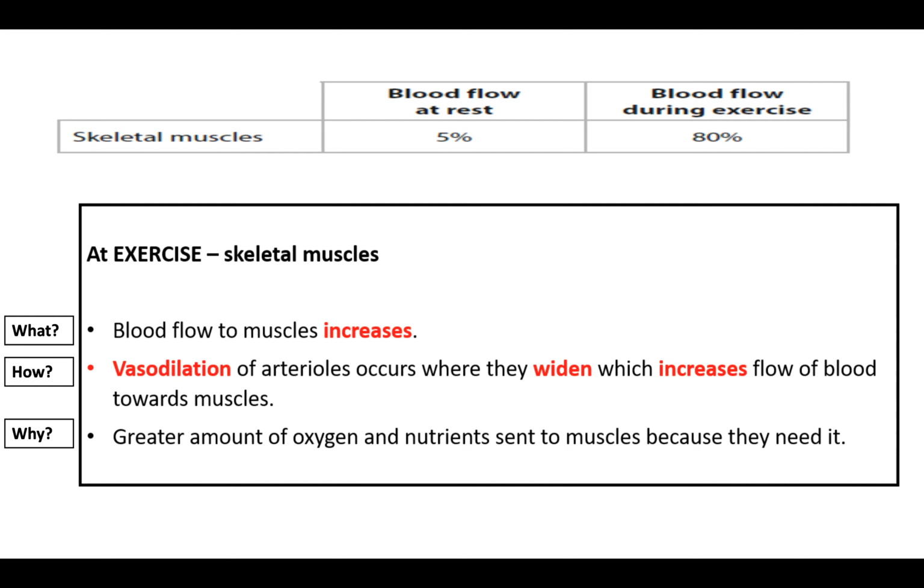So what, how, and why? At exercise, what has happened to blood flow? It's increased at the muscles. How? Vasodilation of the arterioles has occurred, which is when they widen, which increases blood flow to the muscles. Why has this happened? Because a greater amount of oxygen and nutrients is needed by the muscle.